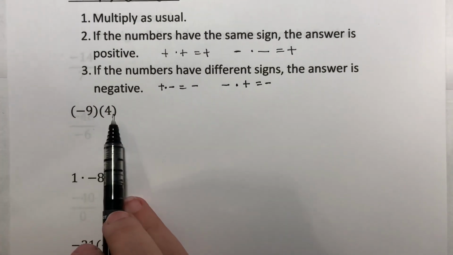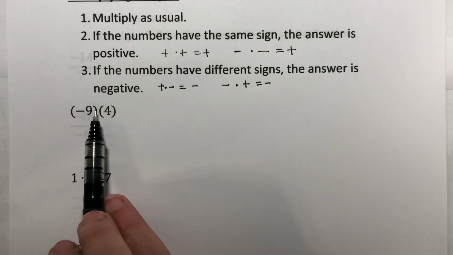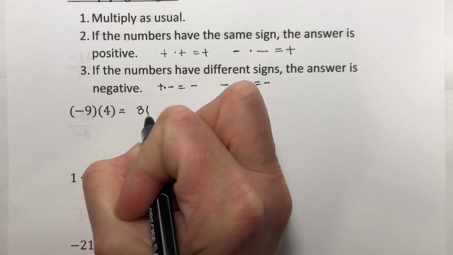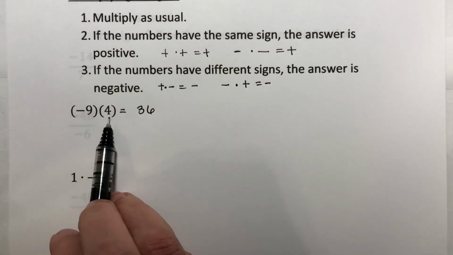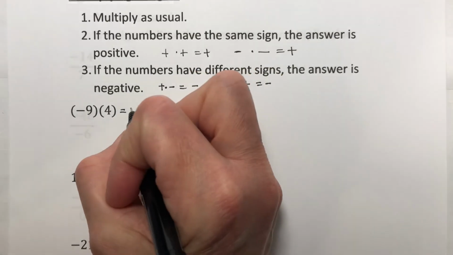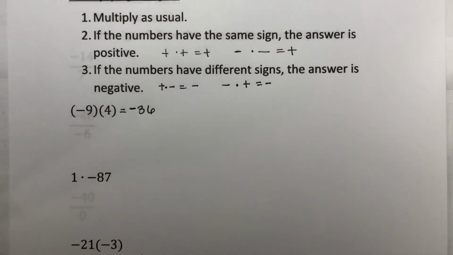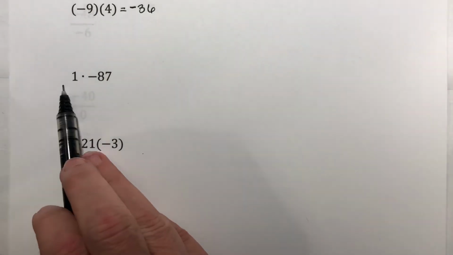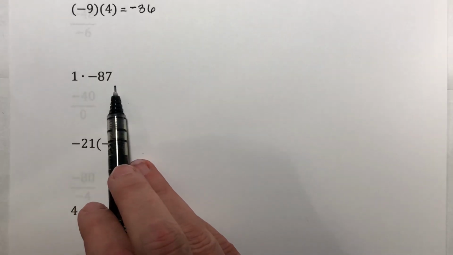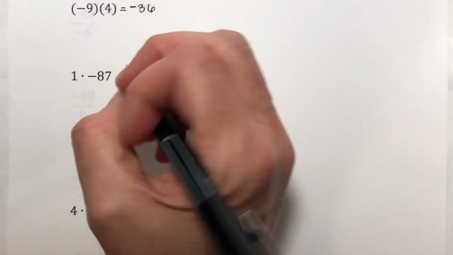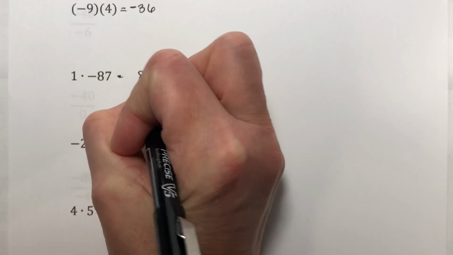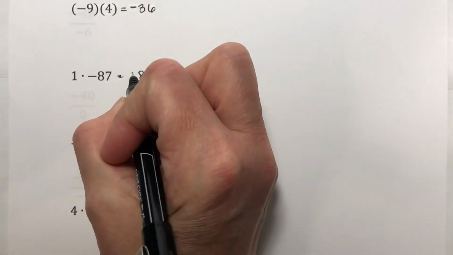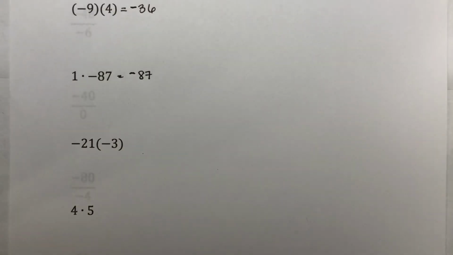Let's do -9 times 4. First of all, you multiply the 9 and the 4 to get 36. Then here you had a negative and a positive. These had opposite signs, so your answer is negative. Your answer is -36. Okay, 1 times -87. 1 times 87 is 87. We have a positive times a negative. They have opposite signs, so your answer is -87.